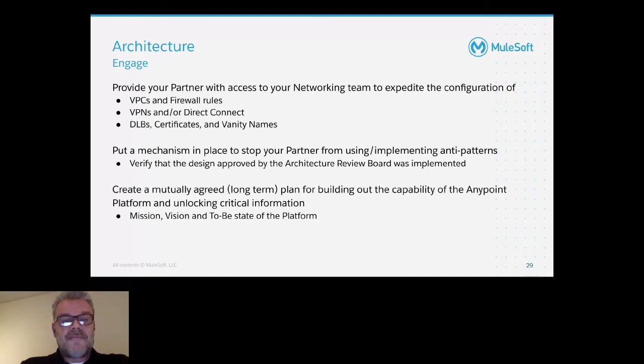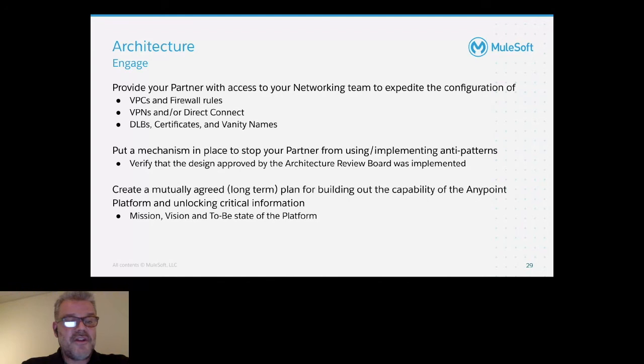Next, you need to put a mechanism in place to stop your partner from using or implementing anti-patterns. You have the architecture review board that we see as a best practice, and they basically verify that the design is approved by the architecture review board and has been implemented in such a way. So even when the design has been approved, you also need to make sure that the implementation adheres to the design that was approved.